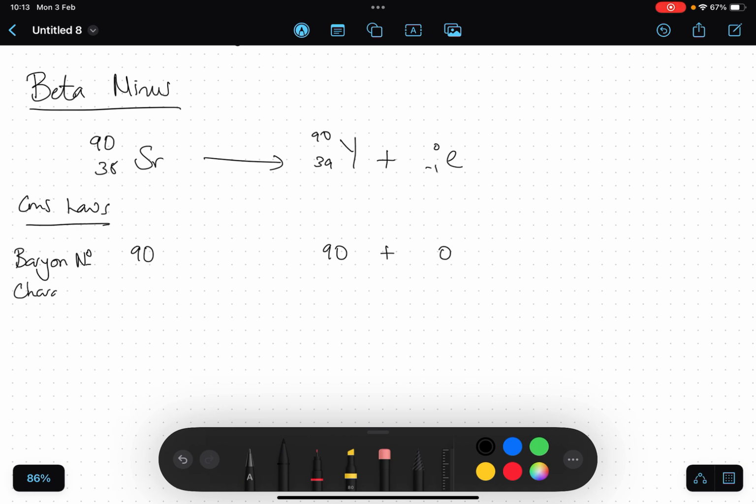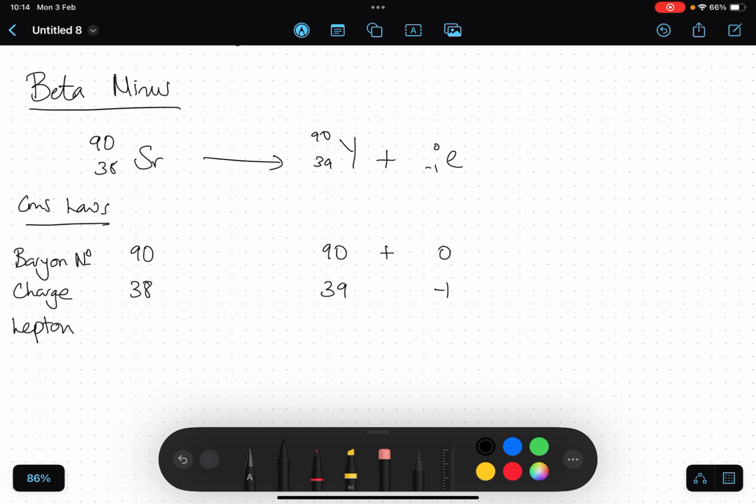Okay, let's look at conservation of charge. Charge comes from the protons in the nucleus. So strontium has 38 of them, and yttrium has 39 of them, and the electron has a charge of -1. Okay, so far, so good. It looks like we're conserving baryon number. We've got 90 on the left, we've got 90 plus 0, so 90 on the right. Charge, we've got 38 on the left, and on the right we've got 39 minus 1. So all looking good so far.